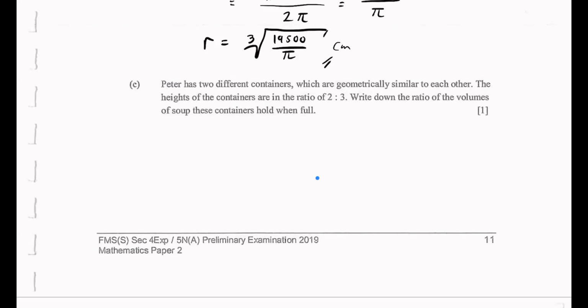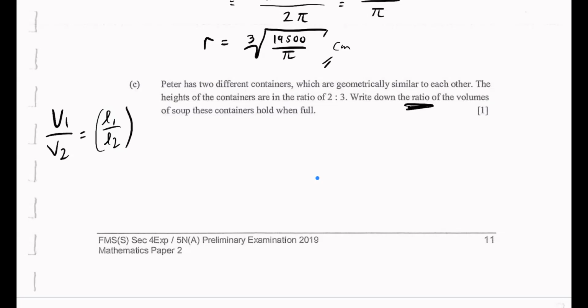Beta has 2 different containers which are geometrically similar to each other. The height of the containers are in the ratio of 2:3. Write down the ratio of the volumes of soup these containers hold when full. Why is the question so vague? Why do they never give us the dimensions of the container? It's because they assume that you memorized this formula already. V1 over V2 is equal to L1 over L2, bracket, power what? 2 or 3? Volume.